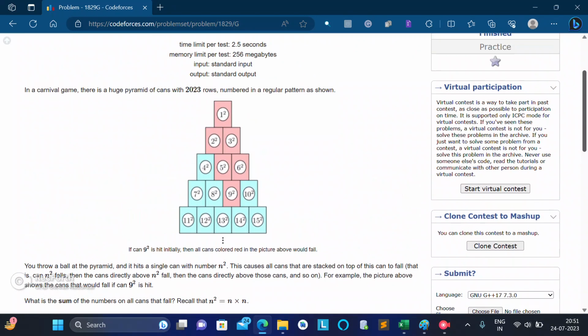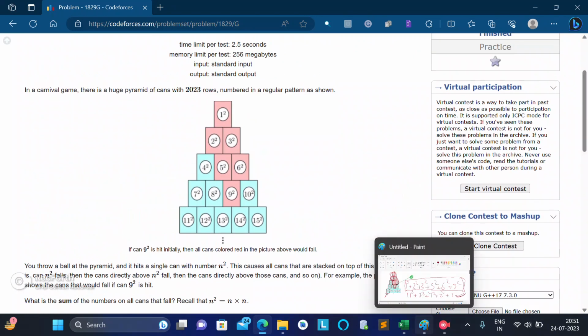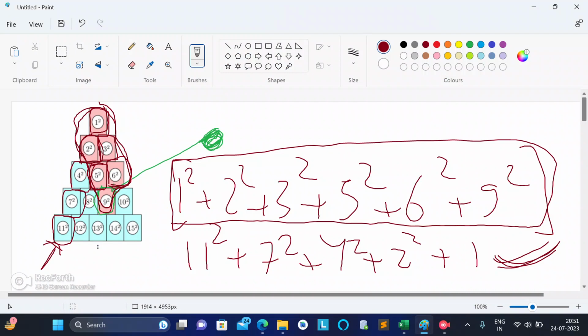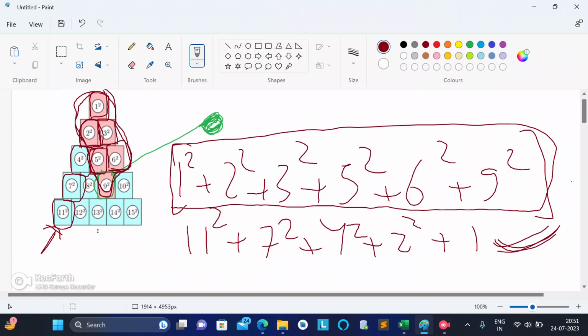So we will use the concept of 2D prefix sum here. If you don't know 2D prefix sum, you can refer to any video on YouTube and learn it. It is a very simple concept. It is just like 1D prefix sum, but here we will use a little bit of DP type concept. So how will we approach it?